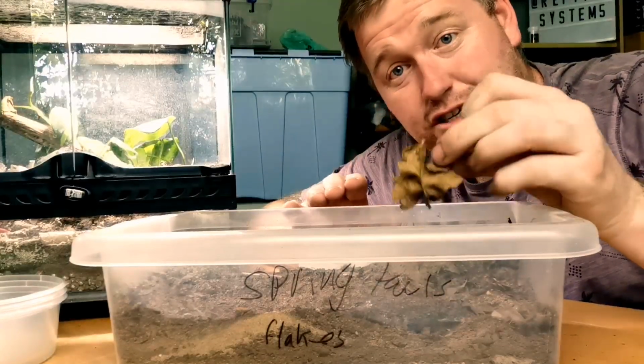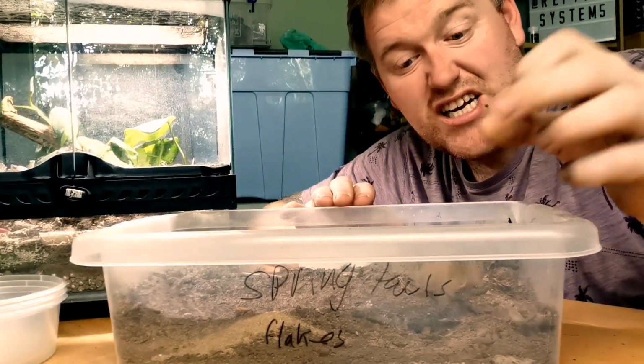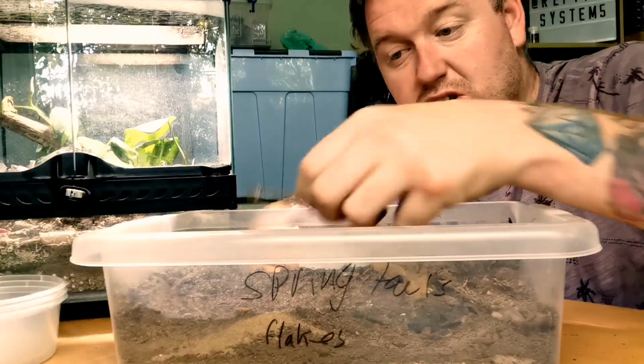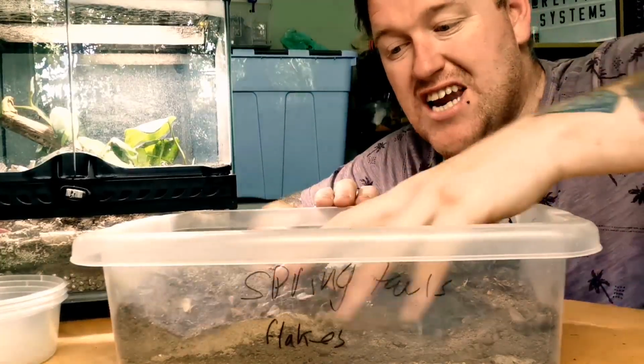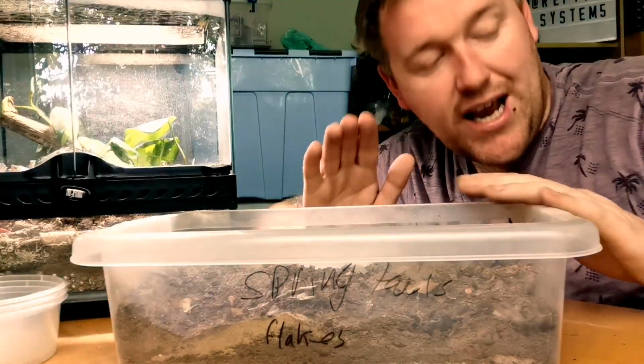Again, this layer has got a few more extra leaves in it. It's got a little bit of sphagnum moss, some little sticks. It's just naturalistic to what it would be in the wild.